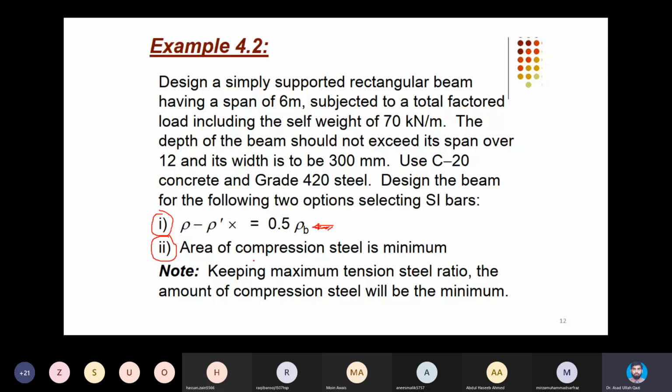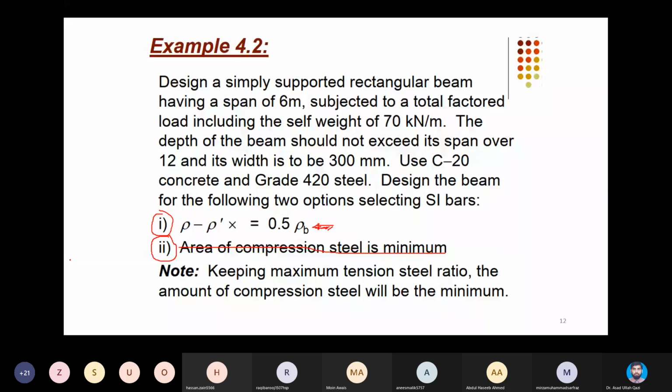The flow chart which I discussed is actually fulfilling this condition that the area of compression steel is minimum. So even if I do not put this restriction, by default, the flow chart we discussed will give you the answer which will fulfill the second condition.